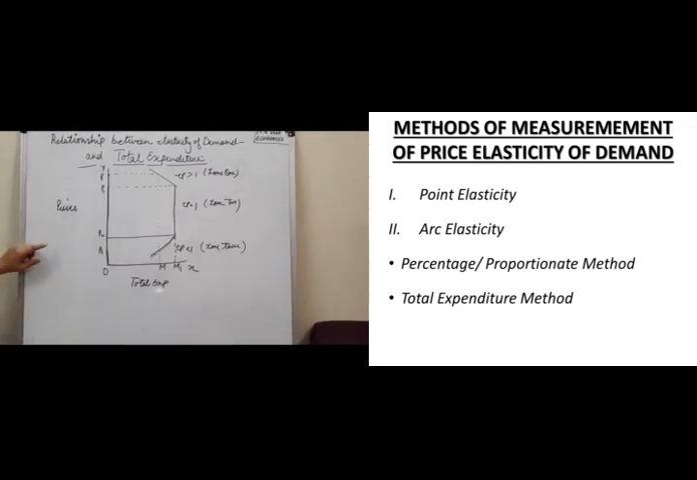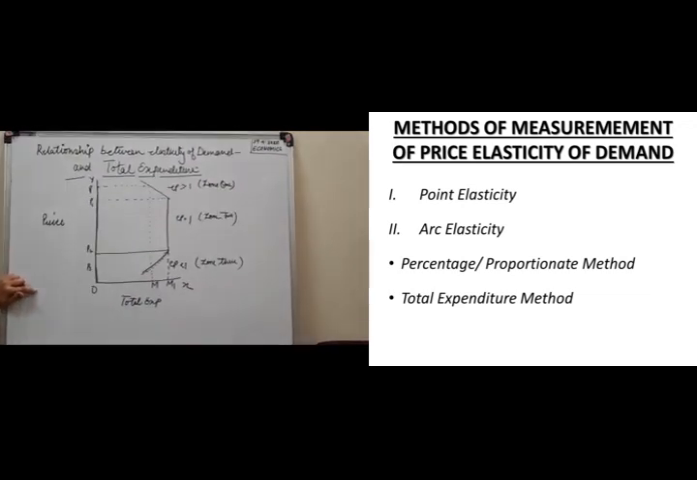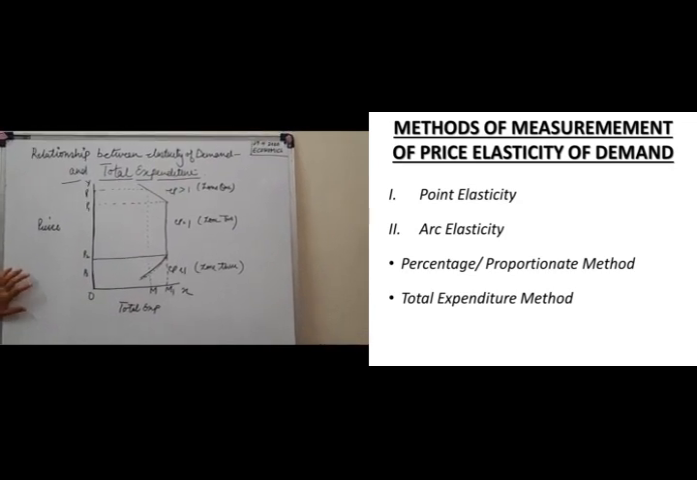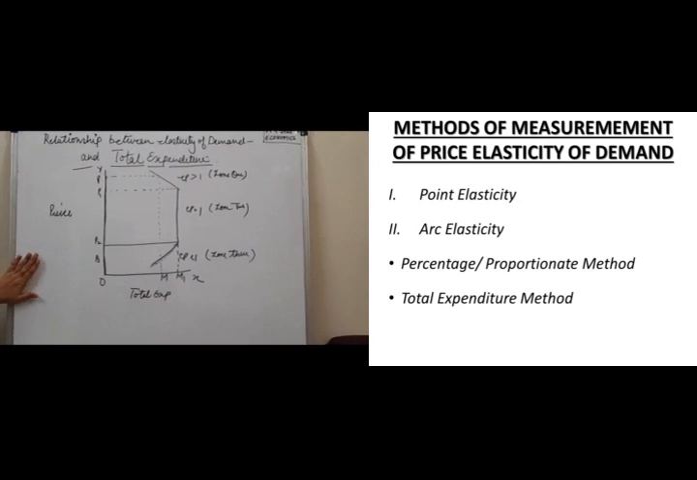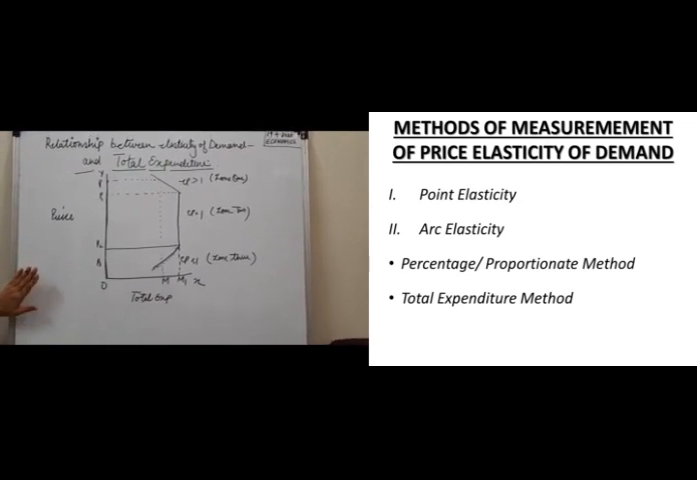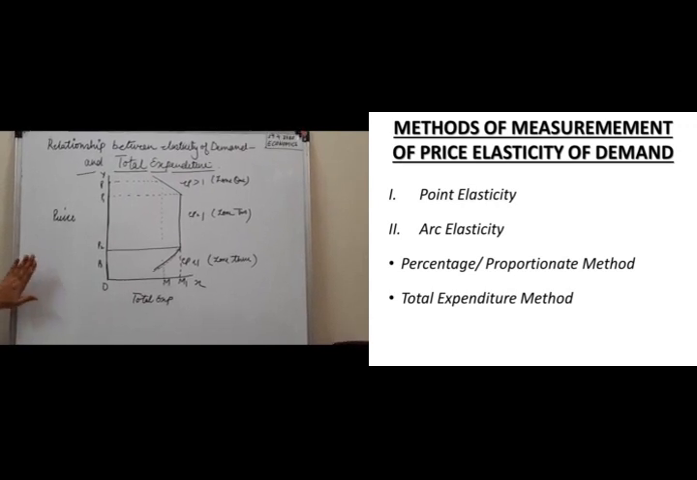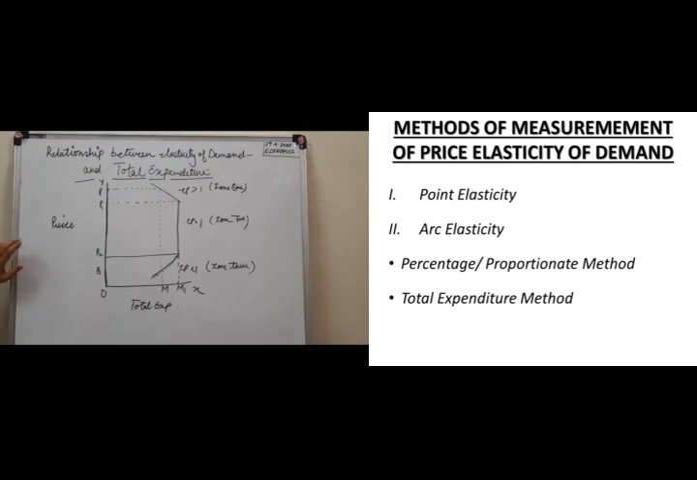And then the second that we have studied is less than 1, where they are moving in the opposite direction. When price rises, the expenditure falls, and price falls, expenditure rises, right? And the third degree is equal to 1, where both the changes are the same. When the price changes, the total expenditure remains the same, right? So those 3 degrees we are depicting over here.